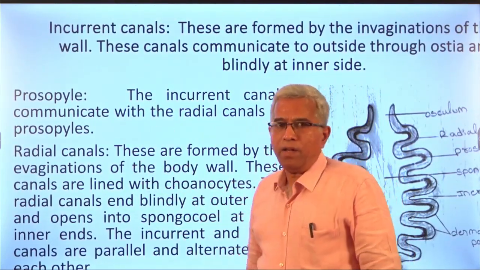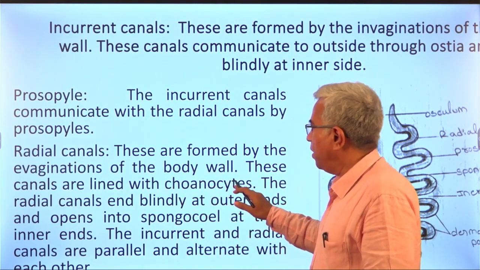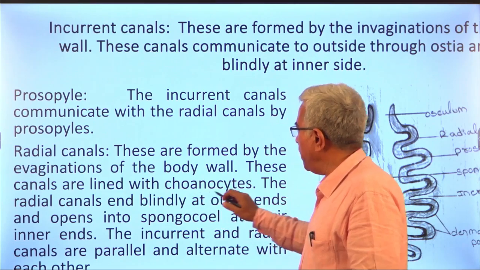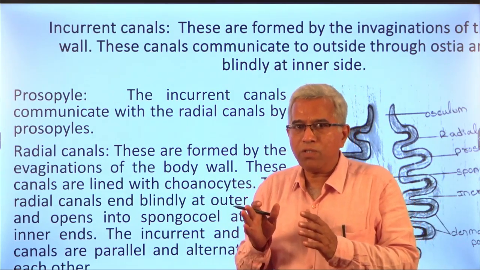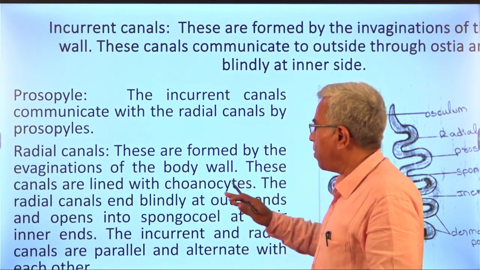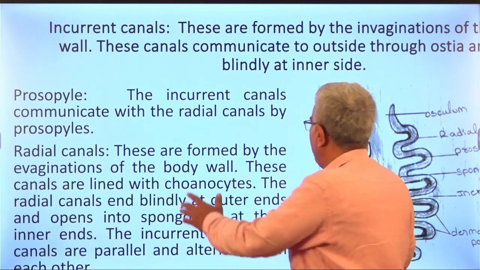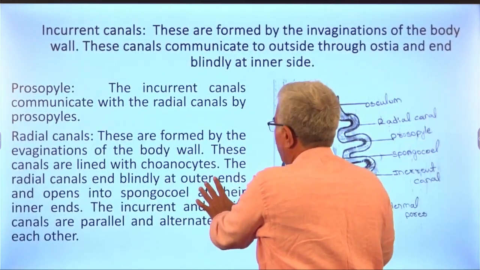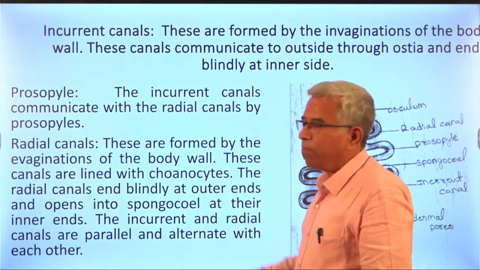Then what are radial canals? Radial canals are formed by the evaginations of the body wall. These canals are lined with choanocytes. You know that choanocytes are the unique cells that are found exclusively in sponges. I will show the diagram of choanocytes later at the appropriate time. These choanocytes are flagellated cells. They are also called collar cells. They make the water currents possible.